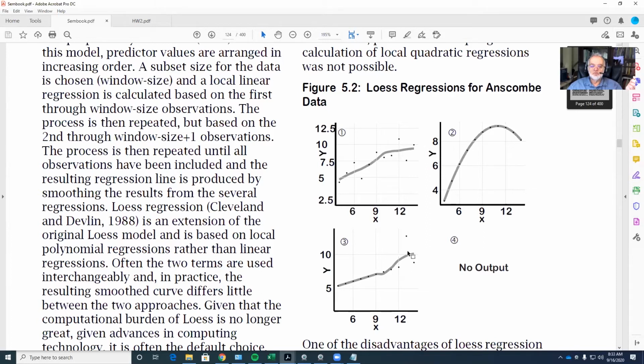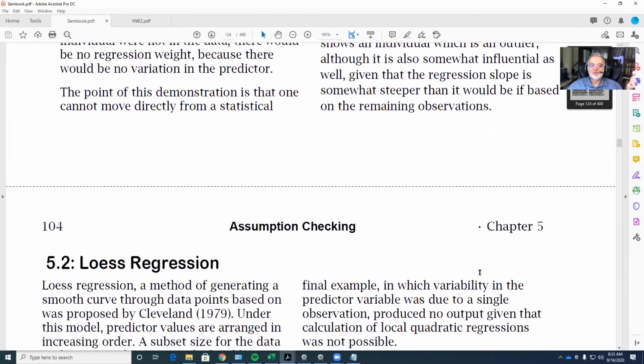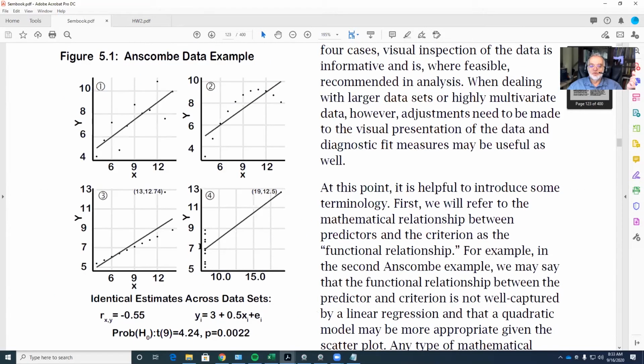And then up here, I should be predicting something different than the straight line. So some of your bumps in a lowess regression could be due to an influential observation. And in this last case, we don't have any output because there was only one observation that was different than all the other ones. So I didn't get any data because I was trying to calculate a regression where all of the X values were the same.